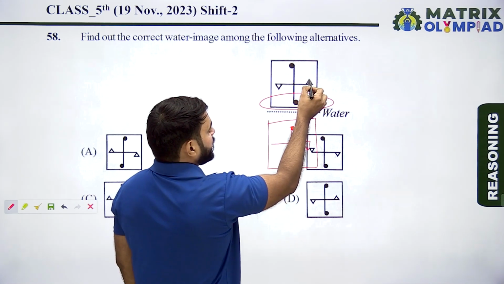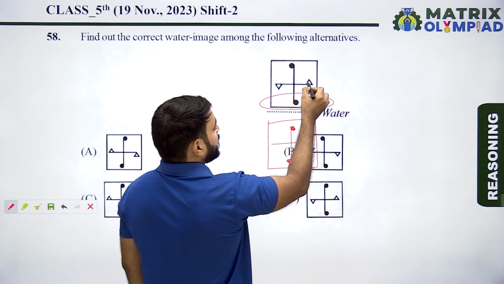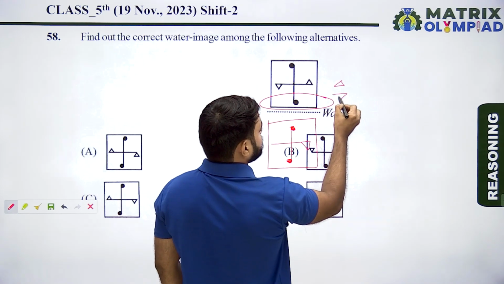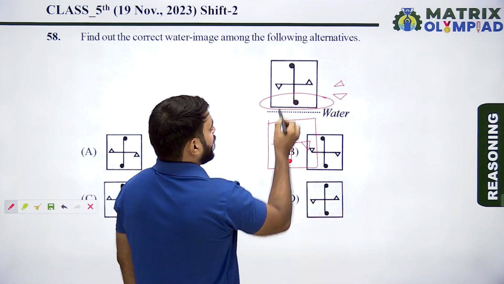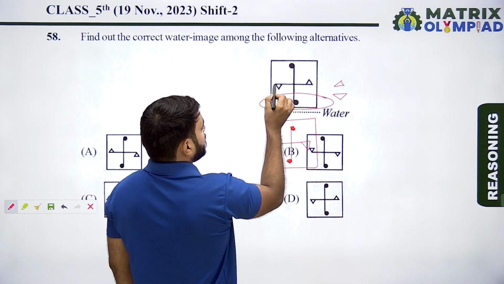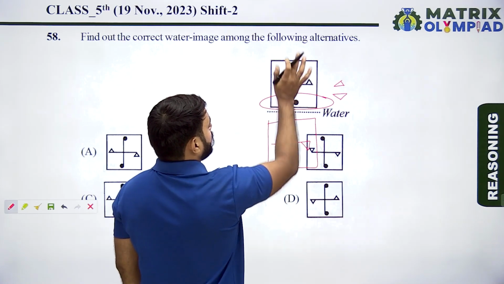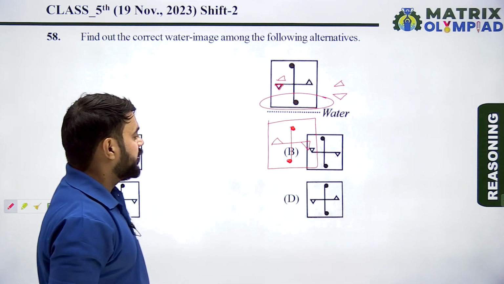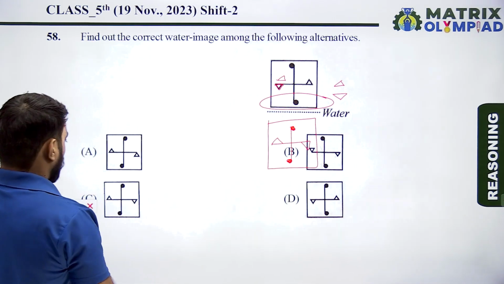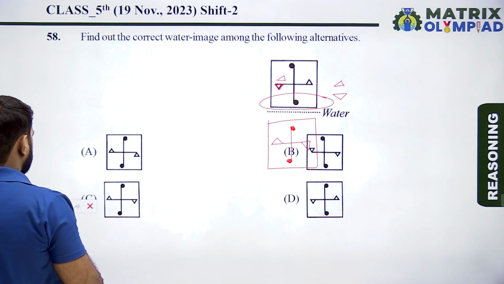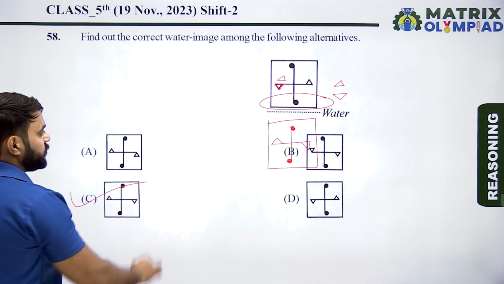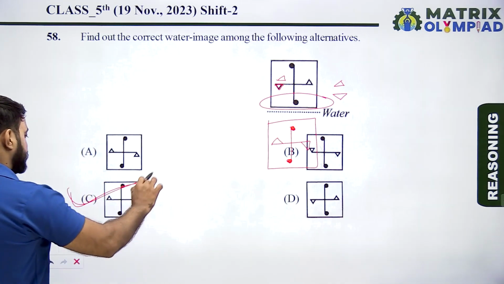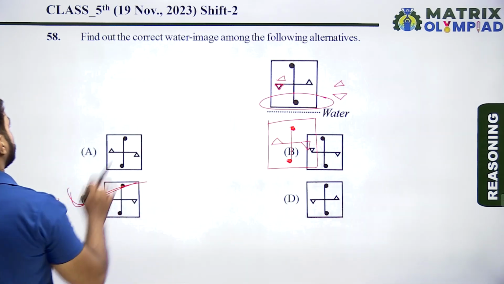And find the water image of this part. So the water image of this part looks like as follows. Like this. Now the water image of this part looks like as follows. So here option C is the correct water image of the given figure.